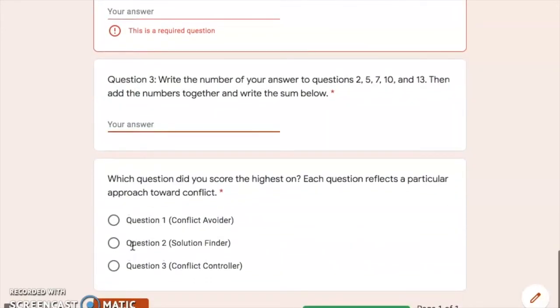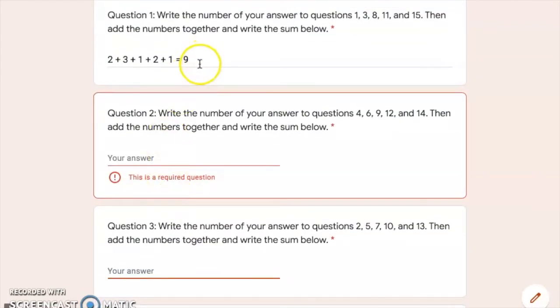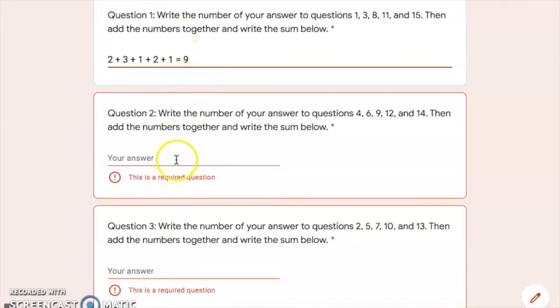Then, finally, which question did you score the highest on? Each question reflects a particular approach towards conflict. So, determine what your final answer is for question 1, 2, and 3. Let's say question 1, I had the highest number. Okay, 9 was my largest number.